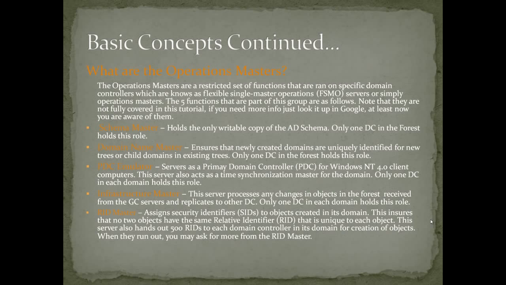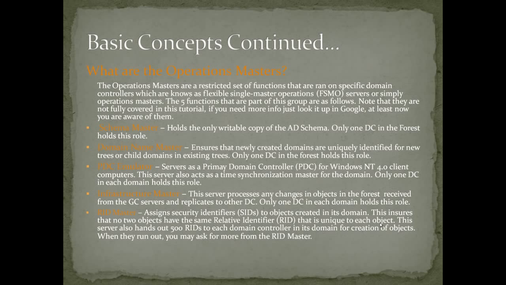Your sales OU, I can't have two Paul St. Oges. Okay, and the RID master will show you that, and hey, you have a duplicate name. And the server also hands out 500 RIDs to each domain controller in its domain for creating objects. And when they run out, you just ask for more. Simple as that.